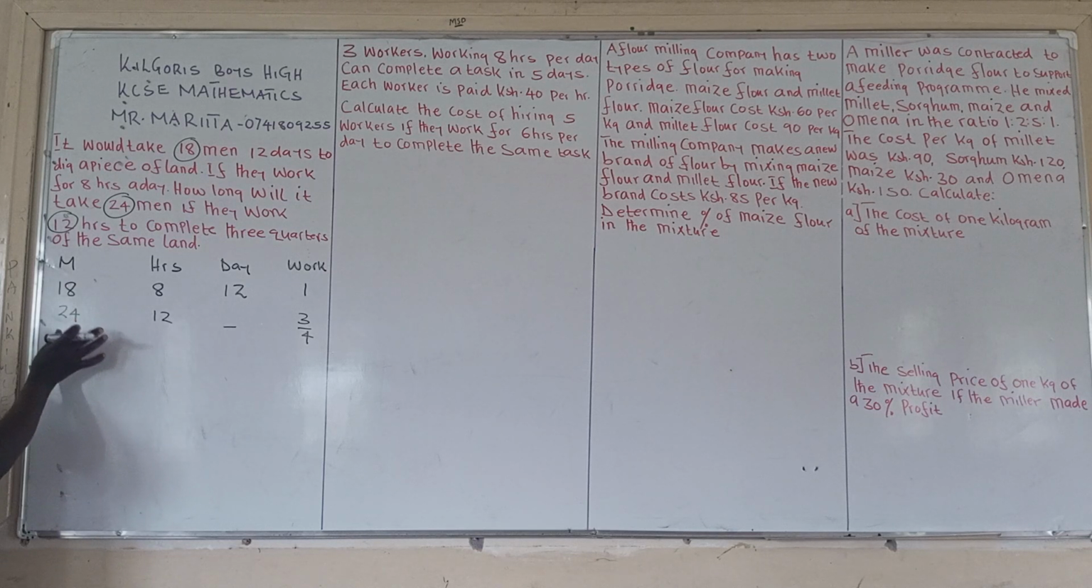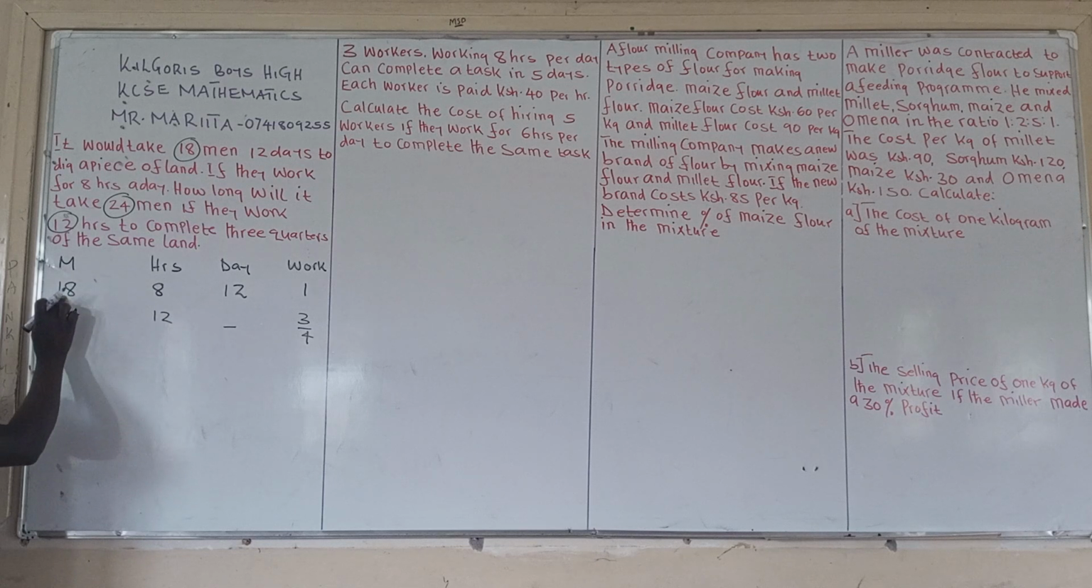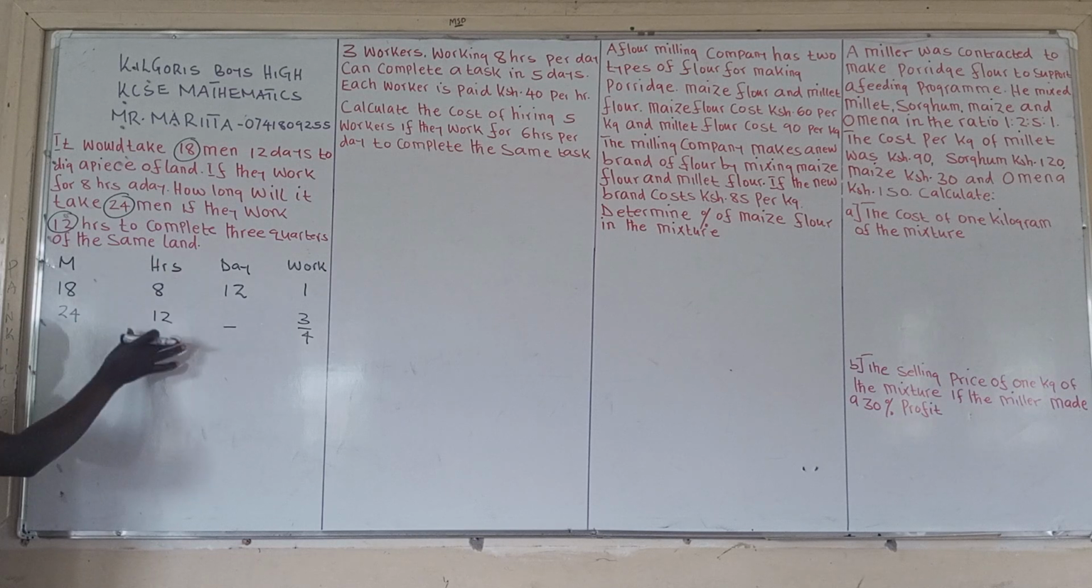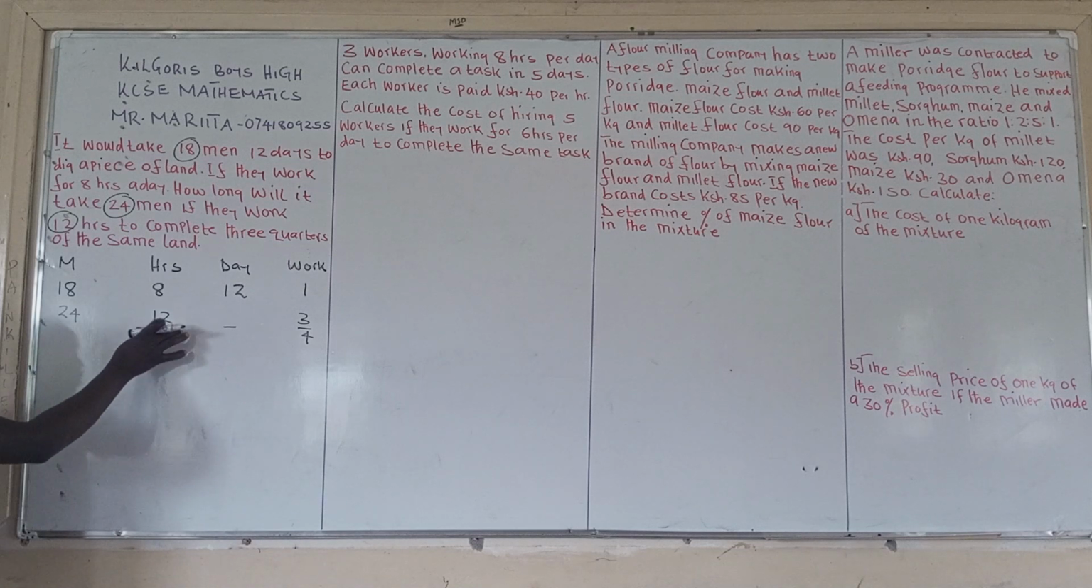In the first case we consider men and hours. So step 1, we have men and hours. Make a comparison in these two parts. We have 18 men, and the number of men has increased to 24. When you come to hours, if the number of men has increased, they will take less hours to complete the piece of land. So the number of hours will reduce because the number of men has increased.